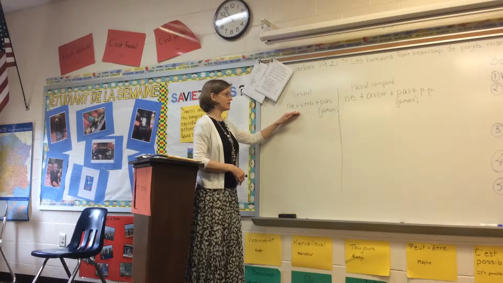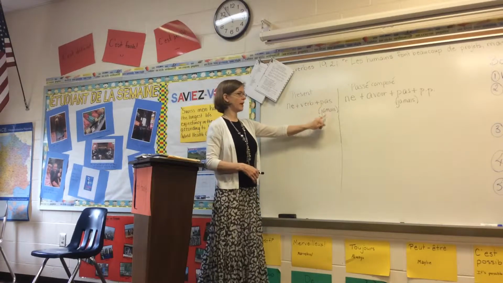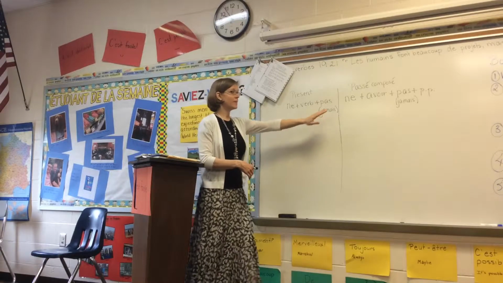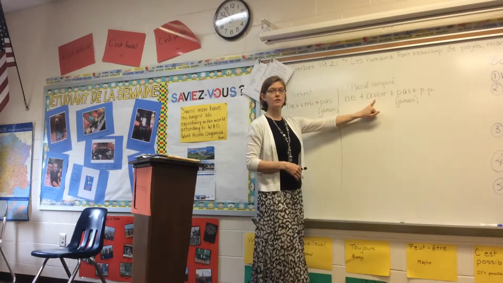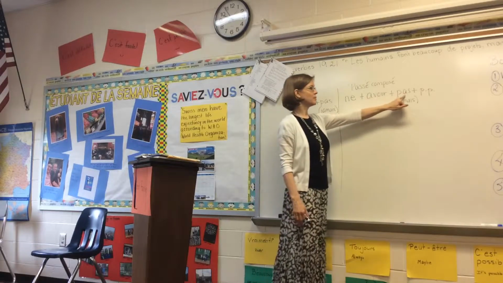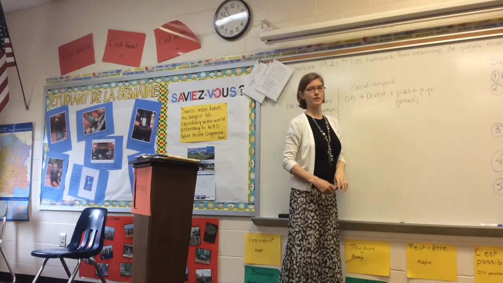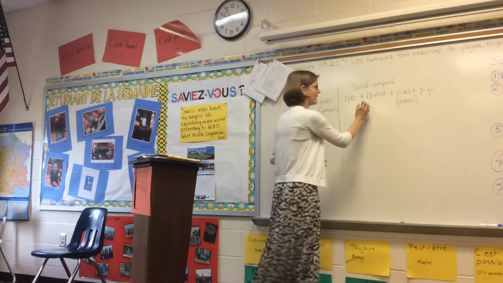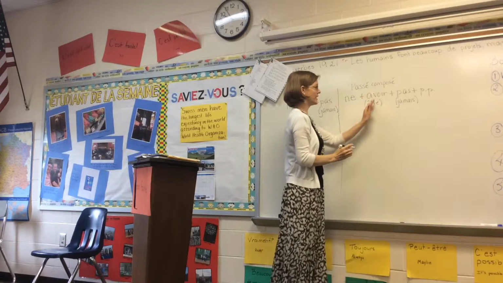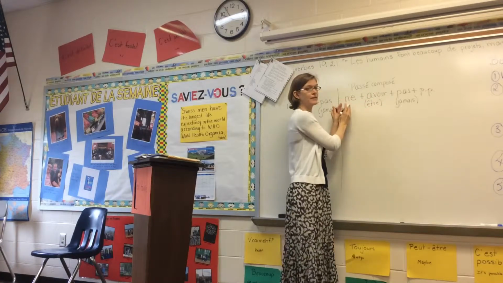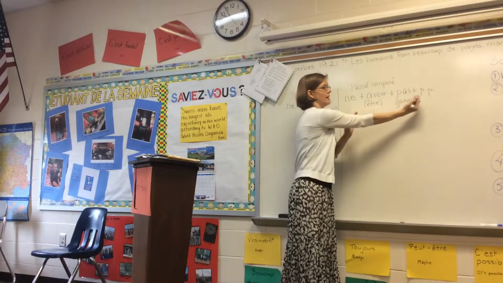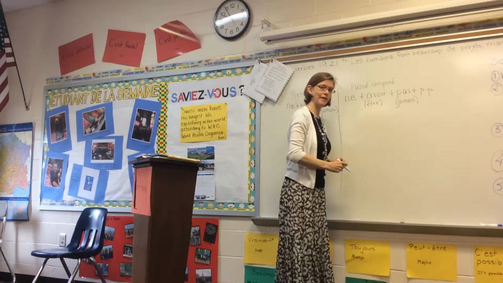So, a negative sentence in French: ne plus verb plus pas, or ne plus verb plus jamais, which means never. In the past tense, ne plus avoir auxiliary or the être auxiliary, which we'll learn later, plus pas or jamais and past participle. Let's go ahead and add être in parentheses here to show that you can have either one of the auxiliaries. It's basically ne and pas or jamais surround the auxiliary, and then you have the past participle left out in the cold.